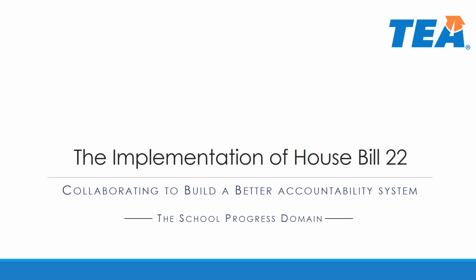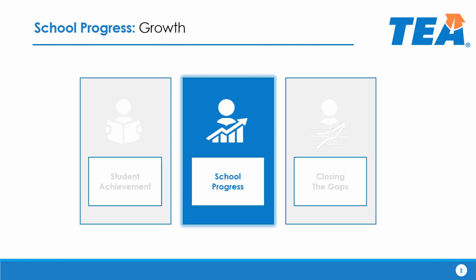Welcome to the third of 4 videos in our series titled The Implementation of House Bill 22, Collaborating to Build a Better Accountability System. In this episode, we'll explore the school progress domain. The school progress domain is the second of 3 domains established by House Bill 22.